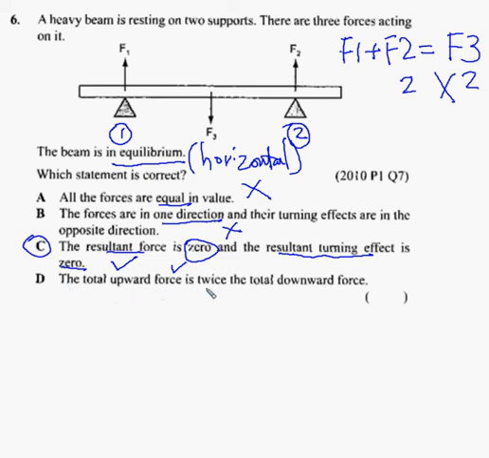Let us now look at option D and see why option D is wrong. Total upward force is twice the total downward force. In this case, it cannot be twice, because the total downward force, which is F3, is equal to the sum of F1 and F2. So it cannot be twice the total force, which is not what we can confirm in this diagram. So the answer is C.